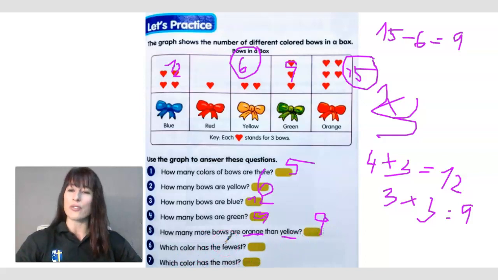Now, which color has the fewest? When they say fewest, that means I'm looking for the ones that have the least. You see all this great information we can get from looking at the picture graph. I know how many the blue ones have. The red ones, let's find that out right now. Let's complete that. Red has one symbol times 3 is 3. That was super easy to solve. Then we said this one has 6, this one has 9, and this one has 15. Okay, by looking at all these carefully, I can tell that the red one has the least. The red one has the smallest number. So I'm going to put here red.